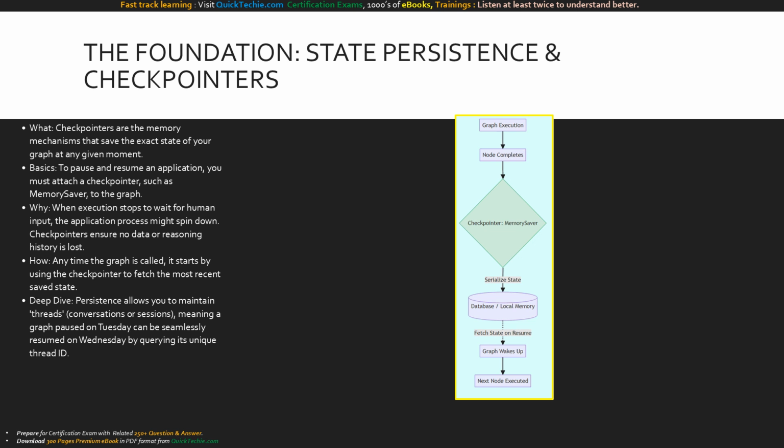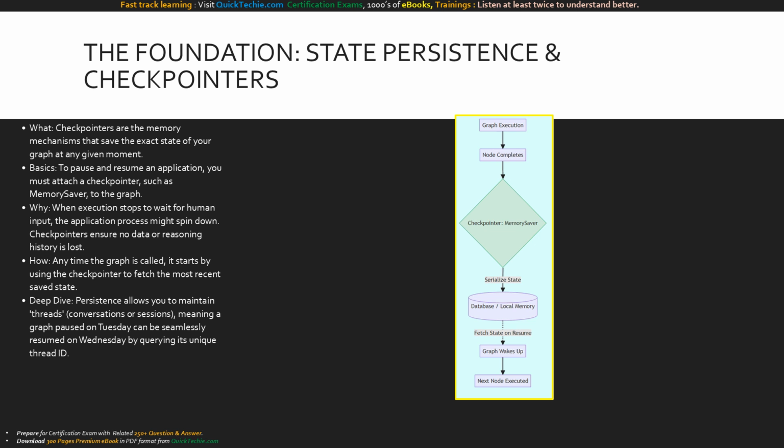What this does is serialize the entire state, every variable, every message, every tool parameter, and save it securely. When the human finally responds, anytime the graph is called, it starts by using the checkpointer to fetch the most recent saved state. The agent wakes up, rehydrates its memory exactly as it left it, and continues. Without persistent checkpoints, dynamic breakpoints simply cannot exist in a stateless architecture.